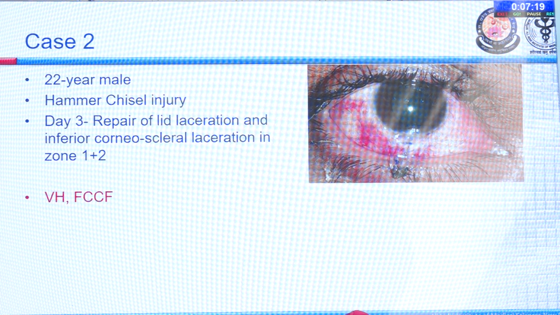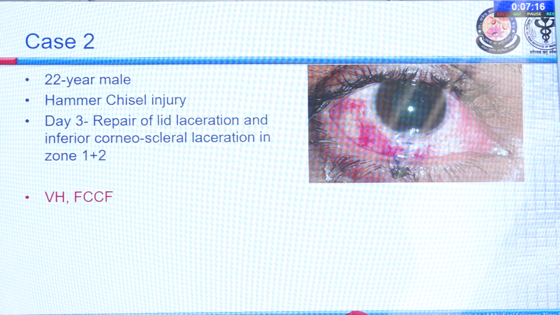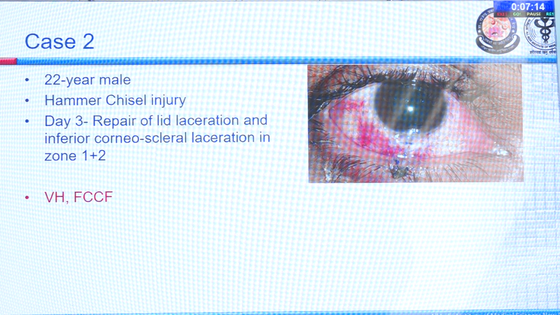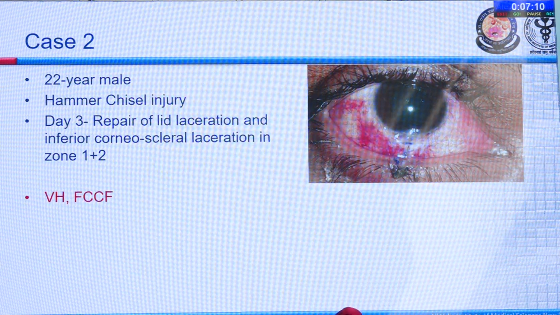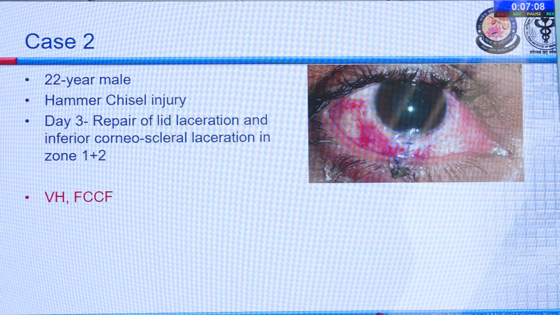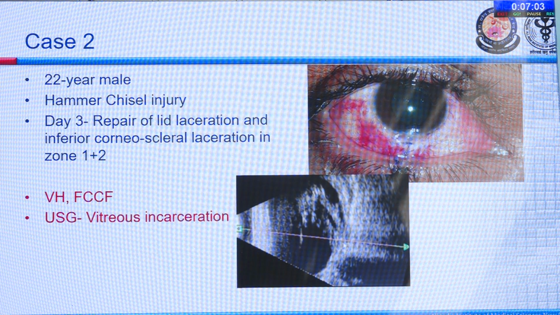Now, case 2 is a 22-year-old male patient with a hammer chisel injury, and at day 3, the patient had repair of the lid laceration and inferior corneoscleral laceration, which was involving zone 1 and zone 2. The patient had vitreous hemorrhage and the vision was finger counting close to face. We did the ultrasound. There was a focal area of vitreous incarceration just close to the disc.